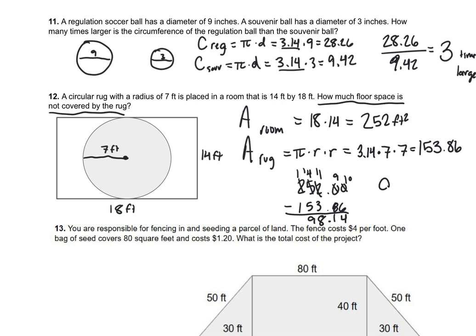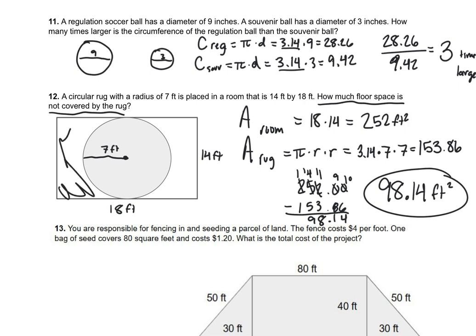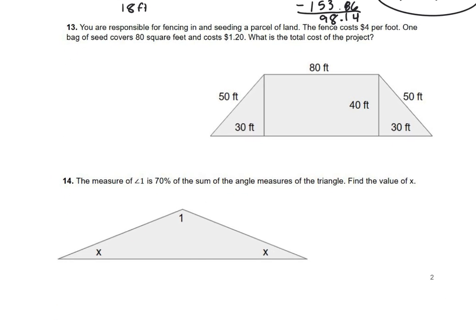So the floor space not covered by the rug remaining is 98.14 square feet. That would be like all of this stuff right here and all of that stuff right there. Okay, 2 more to go.